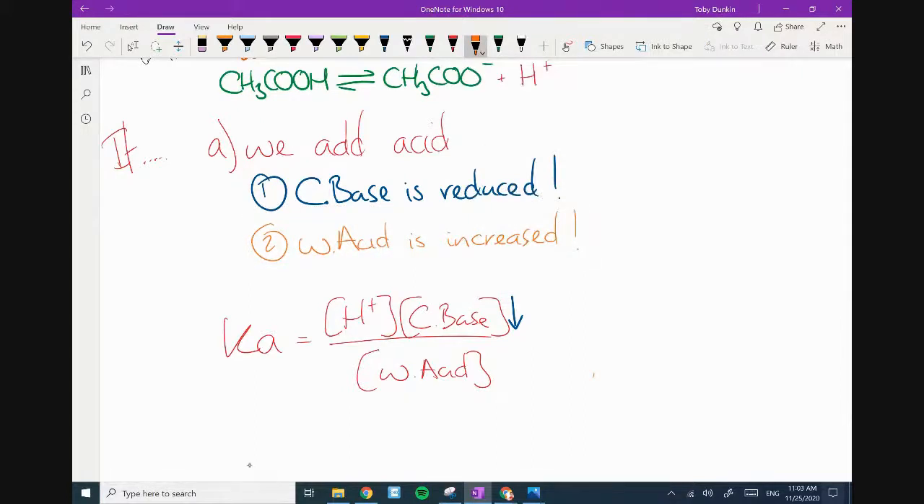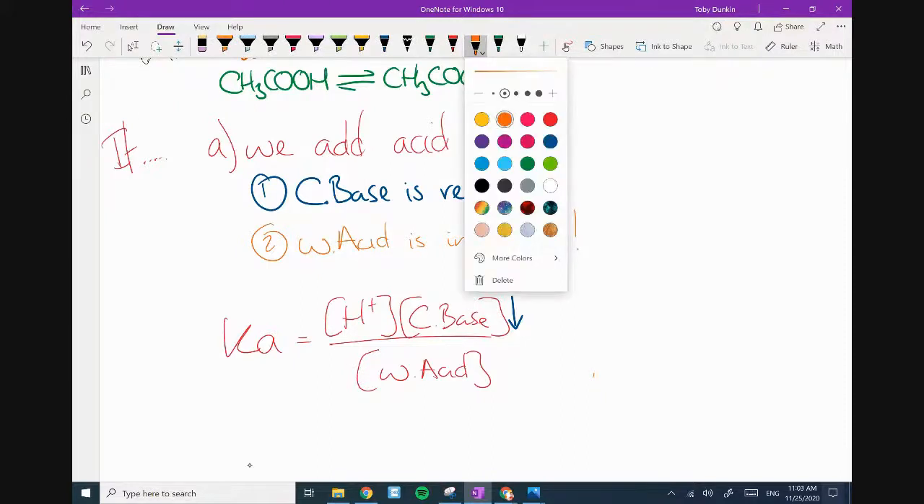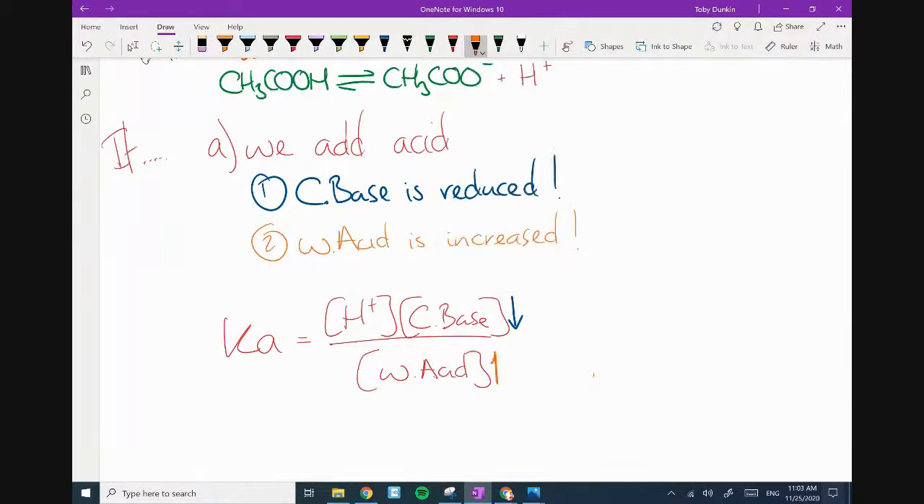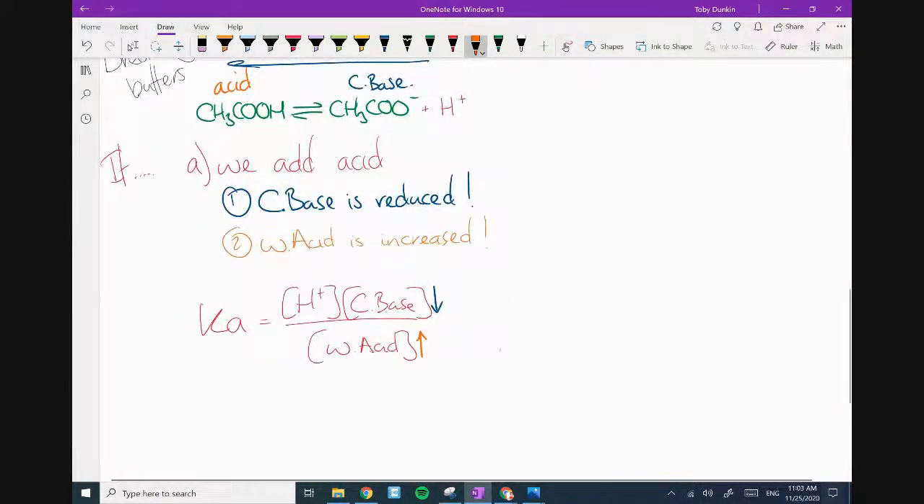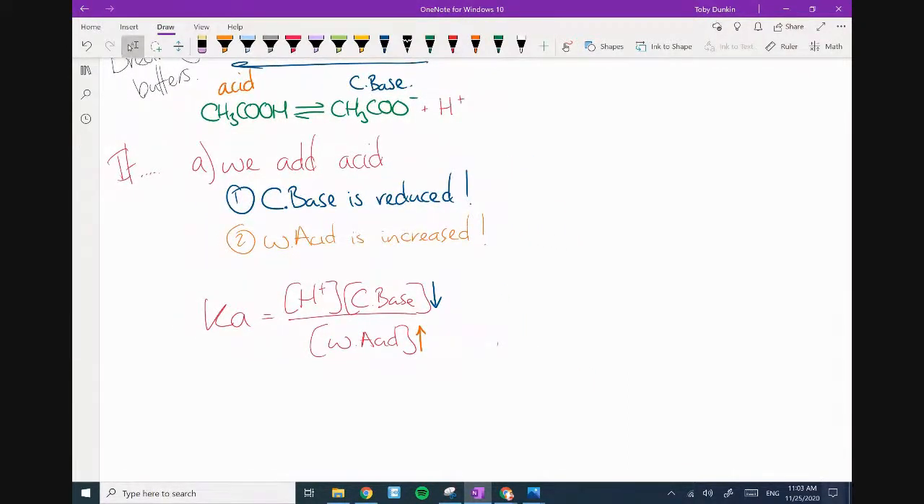Weak base can stay as a base. Blue's a weak base, you can stick with that. And then orange, that one's going to do the exact opposite. It's going to climb. So what you realize is they're opposing each other. One goes down, one goes up. So, okay, that's on addition of acid.